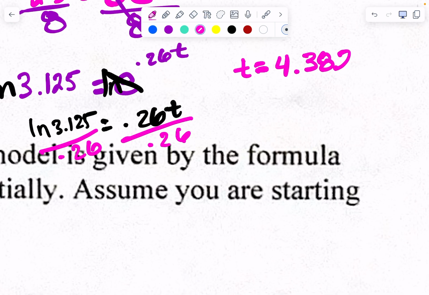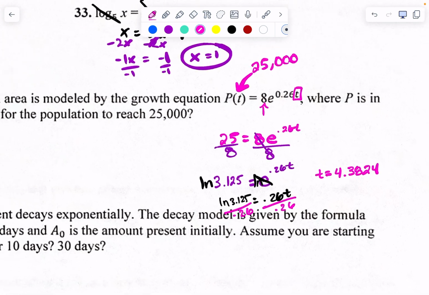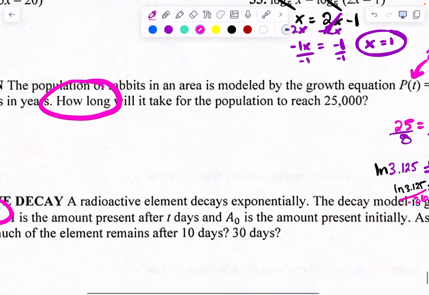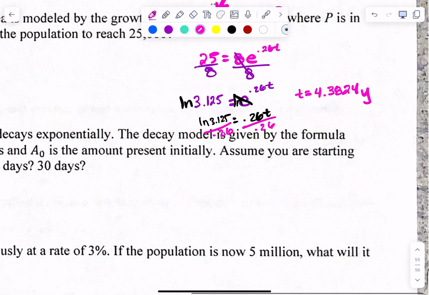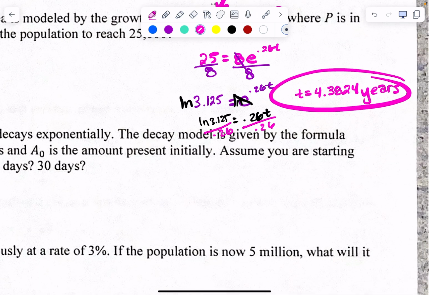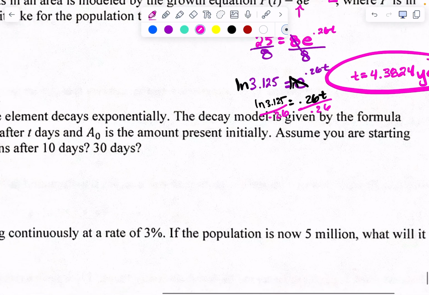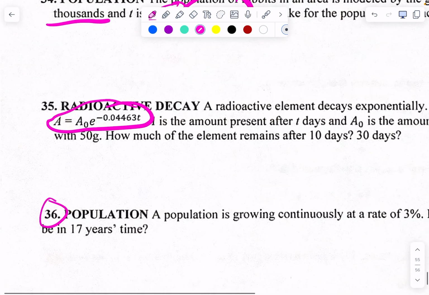4.3824. Are we talking years? Yeah. It is in years. It will take that many years for 8,000 bunnies to become 25,000 bunnies. Yeah? Good? Beautiful.